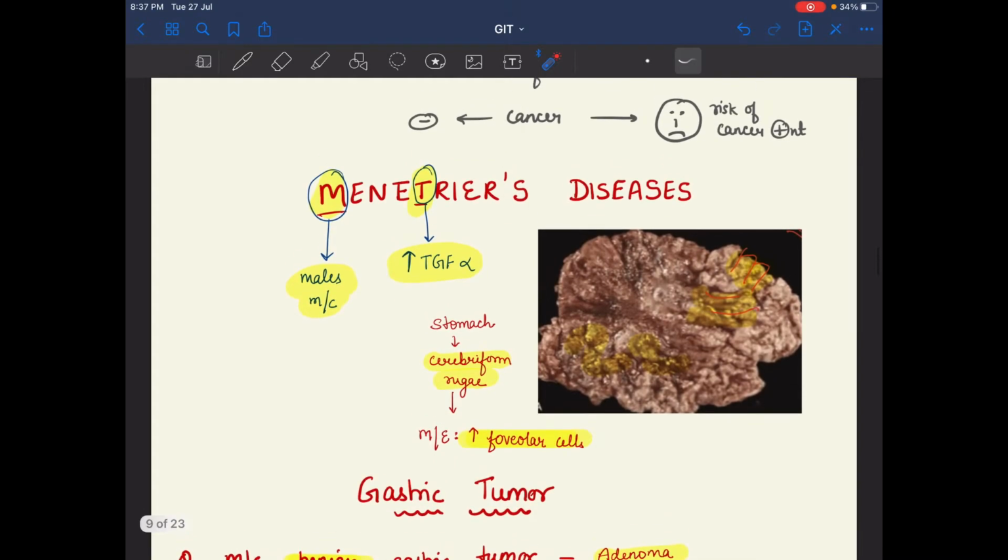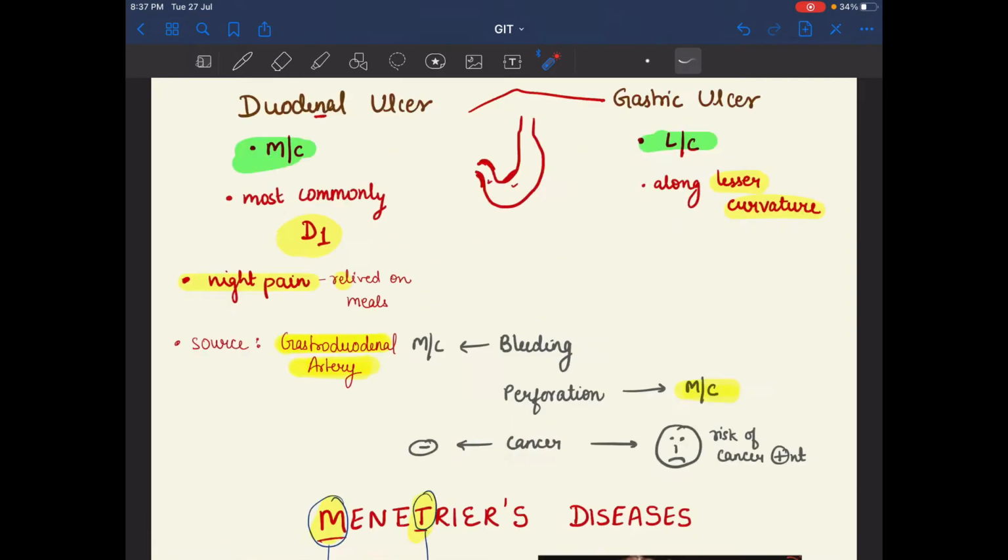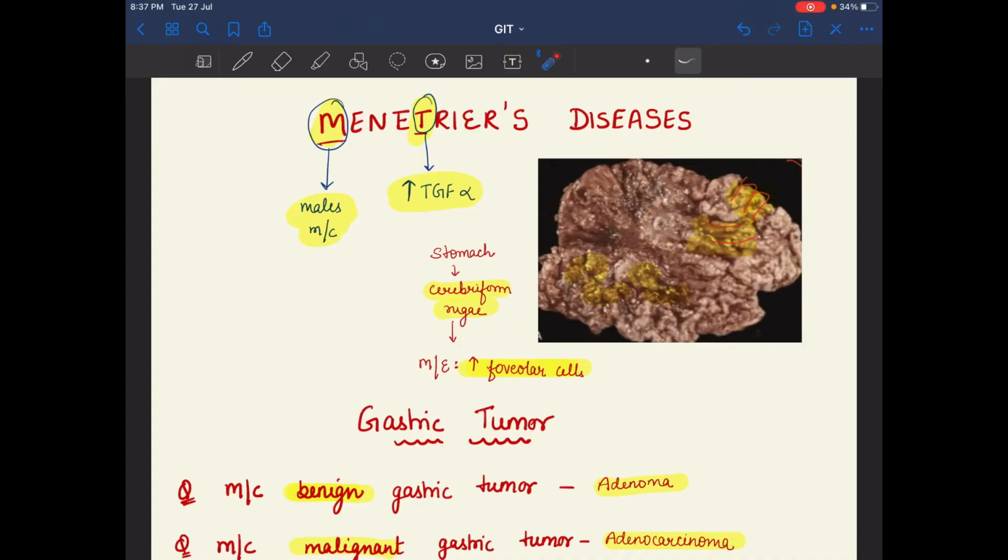In Menetrier's disease, this is the condition in which our stomach looks like our brain. As we see here, this is a stomach, not the brain, but it resembles a brain, because in the stomach there are cerebriform rugae, which is due to an increase of foveolar cells. On microscopic examination we see an increased level of foveolar cells, and cerebriform rugae are present in the stomach.